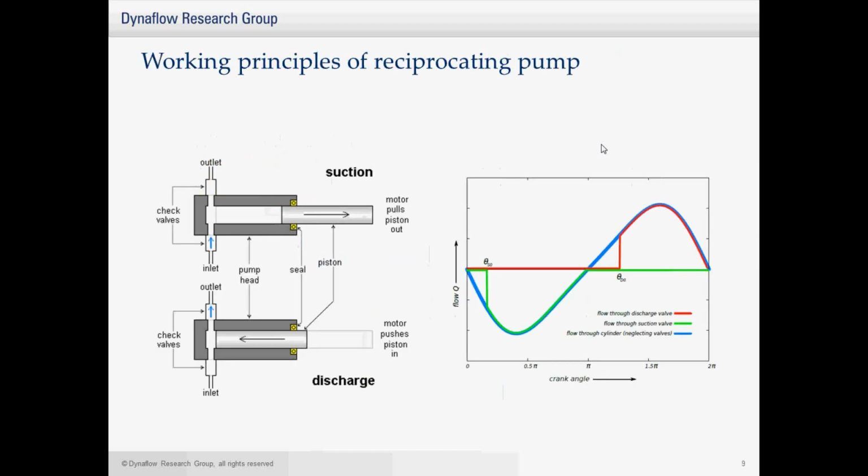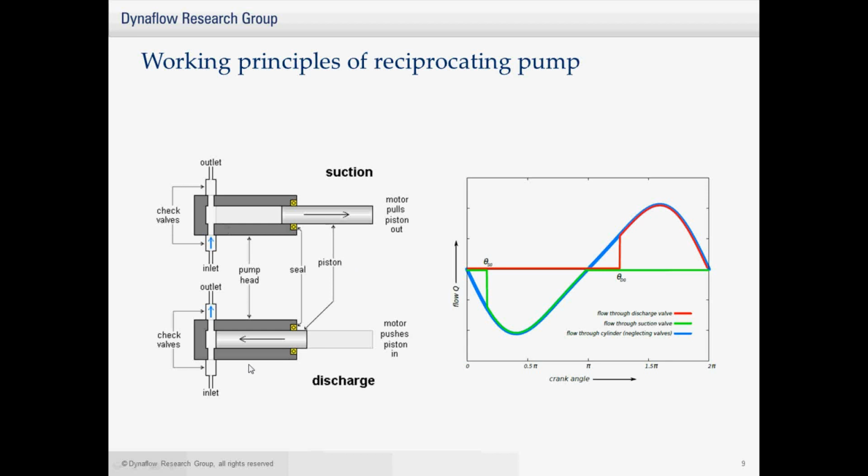So a little bit on the working principles of a reciprocating pump. I assume most people already know the working principles of a reciprocating pump, so I won't go into that much detail. But on the left you can see the suction phase of a pump, so the piston pulls out of the cylinder head and sucks in water or any other liquid.